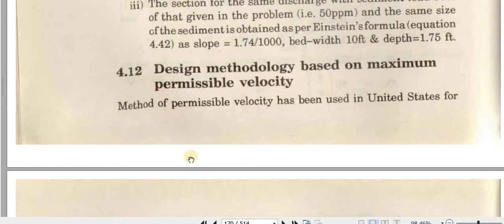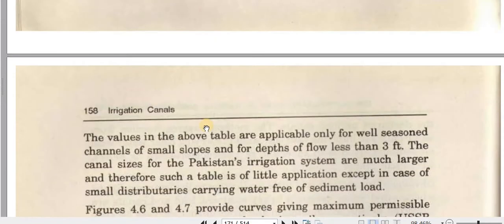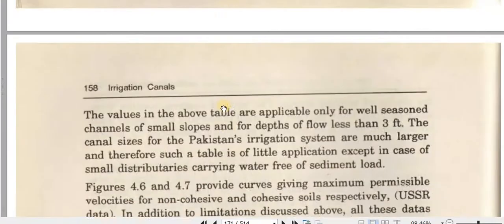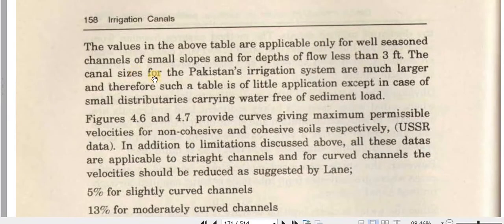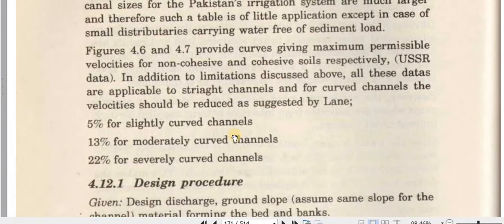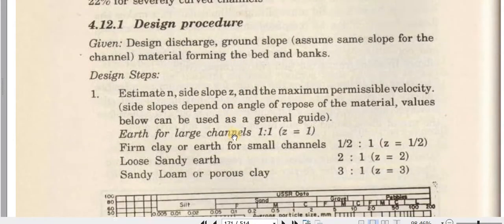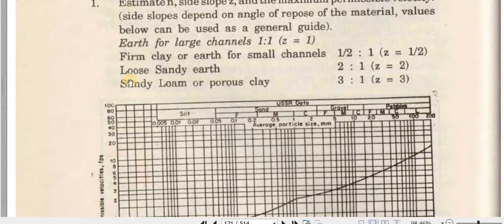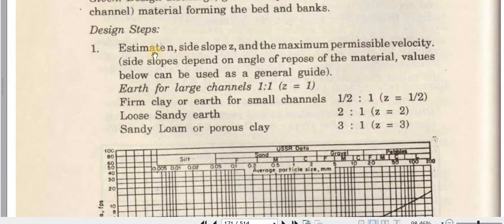Next is the design methodology based on maximum permissible velocity. The cases above are all for a well-seasoned channel like this. But the design based on maximum permissible velocity will help us to design a non-scouring channel. So its design procedure is simple. We estimate n, side slope z, and the maximum permissible velocity from the table.